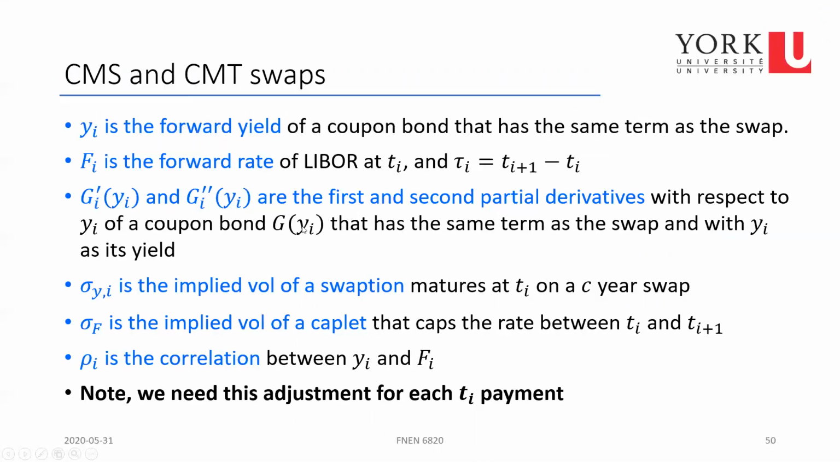Okay, so what are those things that we use here? Basically, yi are the forward yield, as we discussed, of the coupon bond. Fi is the forward rate at Ti. And these are the first and second partial derivatives of the coupon bond. And this sigma here is the implied vol of the swaption. And this sigma f is the implied vol of the caplet.